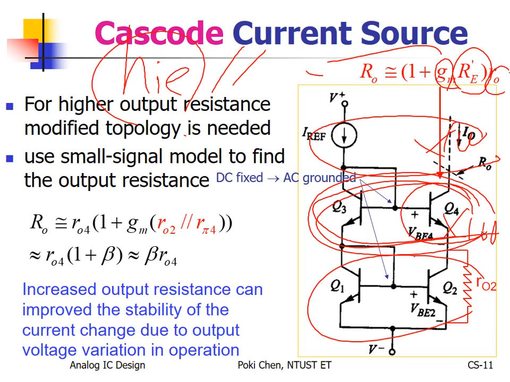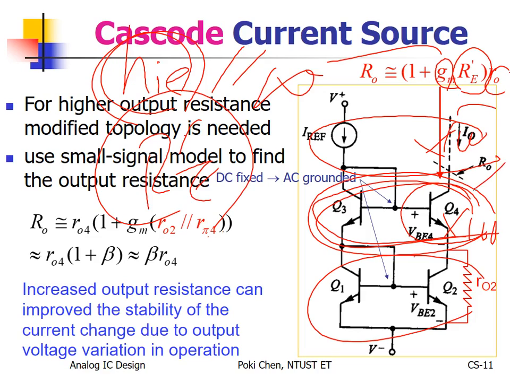But how about the second cascading? Because the output resistance is already sky high, even infinite. So what is the impact? You get this for RE prime. It doesn't make any sense.